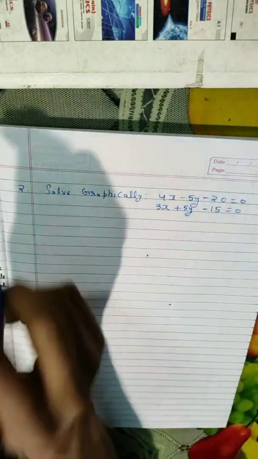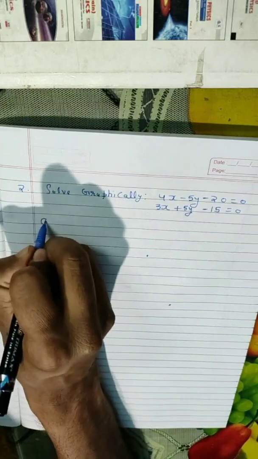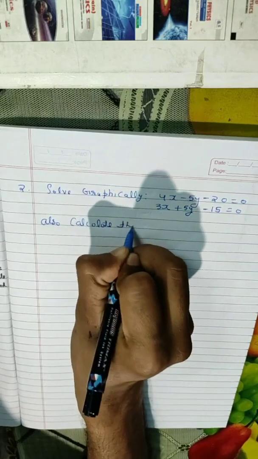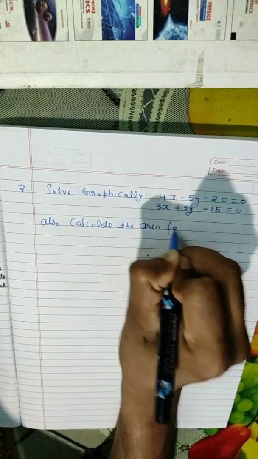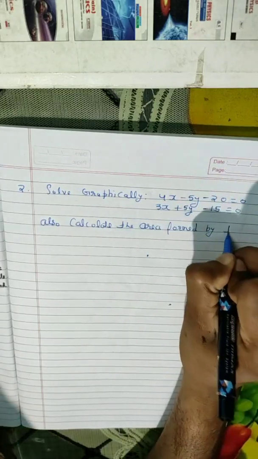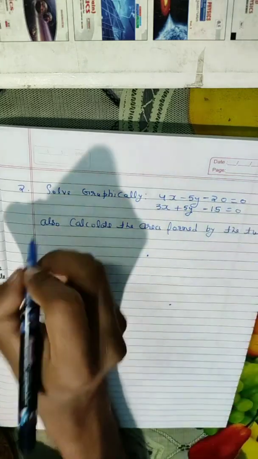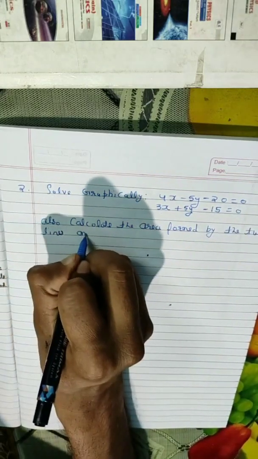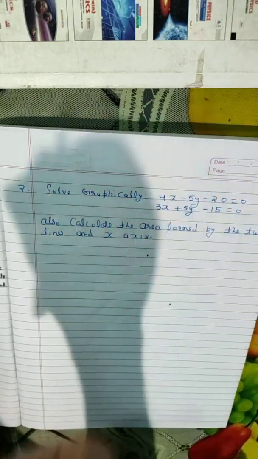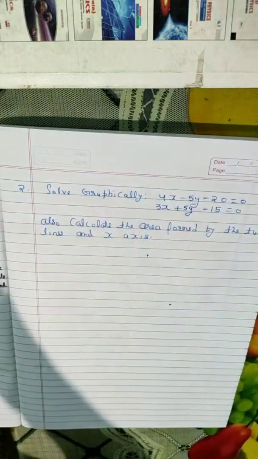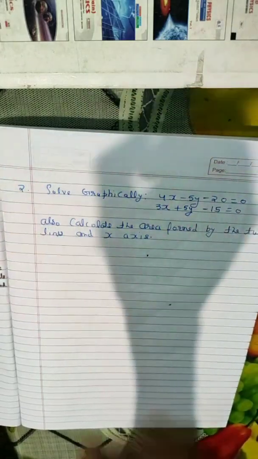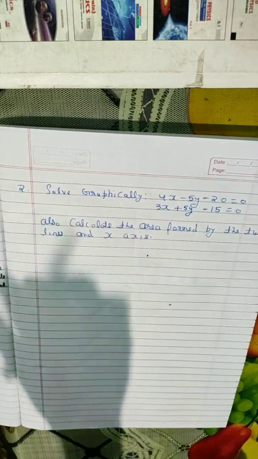Okay, and also calculate the area. Solve graphically. I am writing the complete question here. Also calculate the area formed by, or enclosed by, the two lines and x-axis or y-axis, anything they can ask. See, I am asking for x-axis. So you have to solve these two equations graphically and calculate the area formed by these two lines and x-axis. So this question you have to solve, and I am giving one more question.